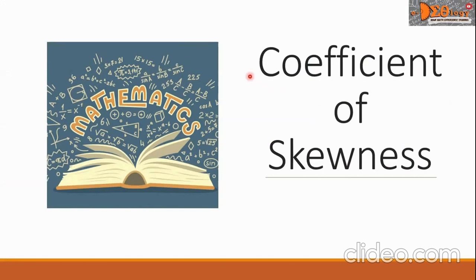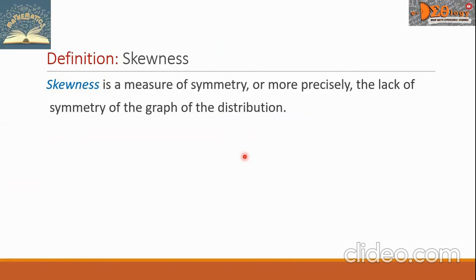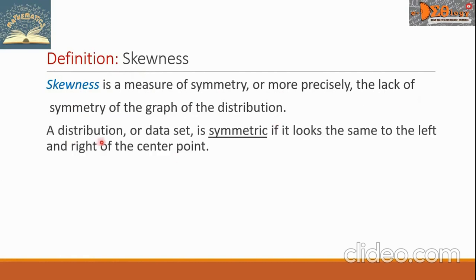Today we're going to study coefficient of skewness. Let us define skewness. Skewness is a measure of symmetry, or more precisely, the lack of symmetry of the graph of the distribution. A distribution or data set is symmetric if it looks the same to the left and right of the center point.